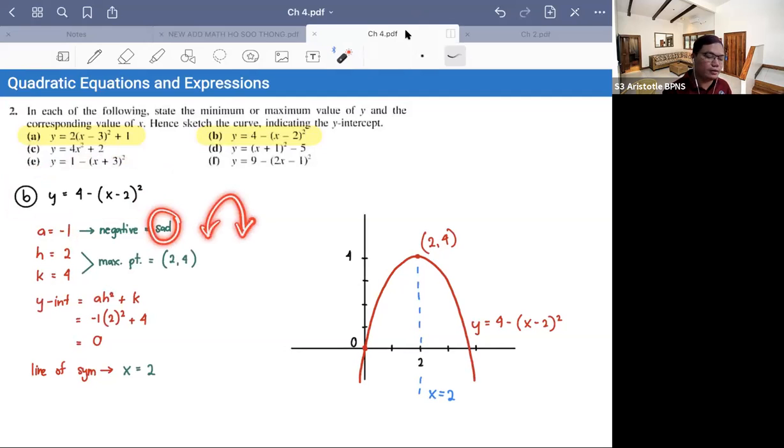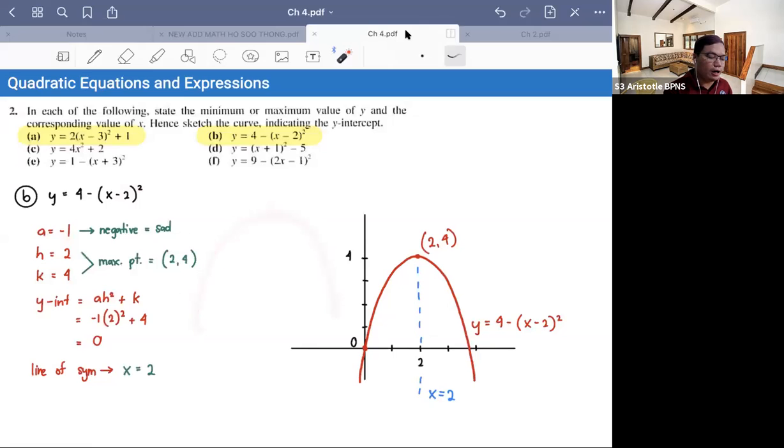It's a sad face. And then h is 2 from here. And then k is equal to 4. This one. So that means my maximum point is at 2 comma 4. So this is where the tip of the curve is. Since it's a sad graph, it's a maximum point, right?